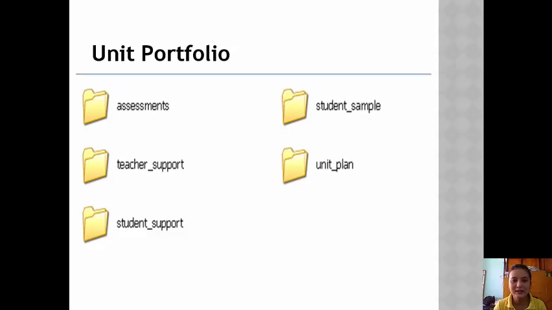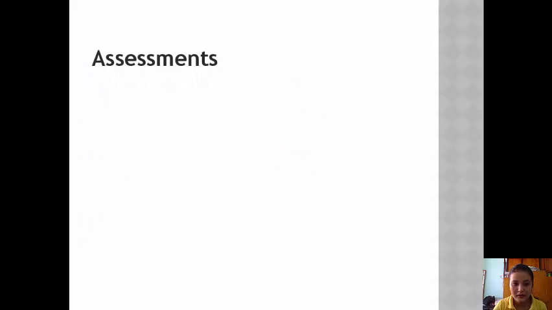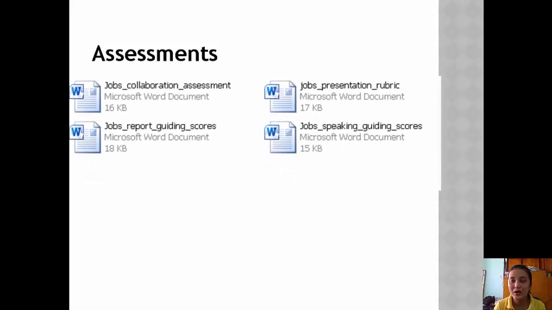Now, coming to the first part, the unit portfolio. There are 5 folders in the unit portfolio: assessments, teacher support, student sample, and the unit plan. About the assessments, as you can see on the screen, there are 4 types of assessments. They are the collaboration rubric, report guidance scores, presentation rubric, and speaking guidance scores. To have more detail about the assessments, let's move on.